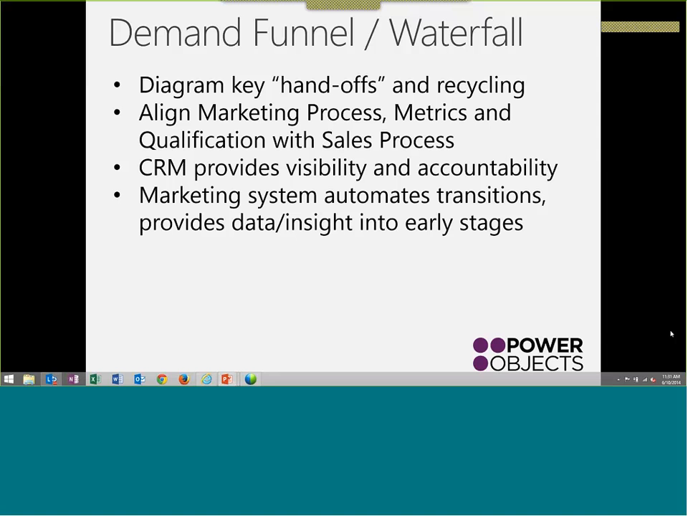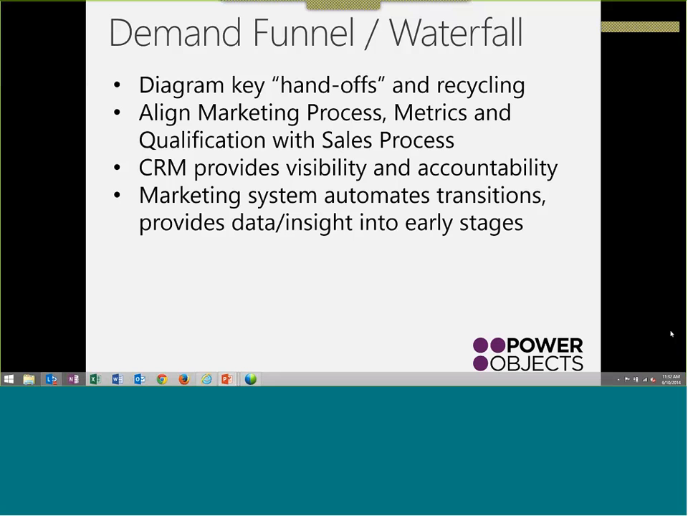From a technology standpoint, CRM provides the visibility and accountability to when those handoffs happen and what those metrics look like. We're getting everybody to agree about what makes for a sales qualified lead, and that is part of what CRM provides visibility to, since it's a tool that sales is in on a daily basis. Our marketing system automates some of those transitions and provides data and insight into the earlier stages. The marketing system could be where you're gathering information about inbound leads and inbound communications and tracking web behavior before we've identified that this person has a distinct need and is sales qualified.